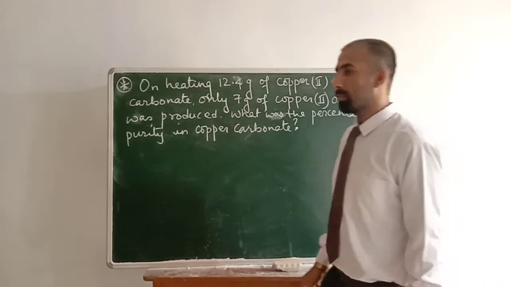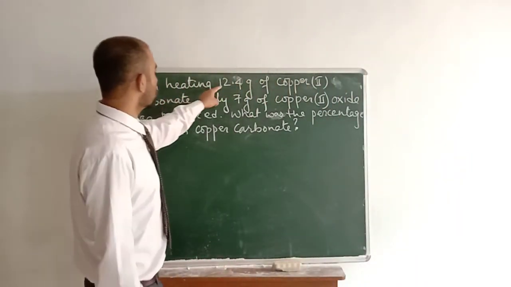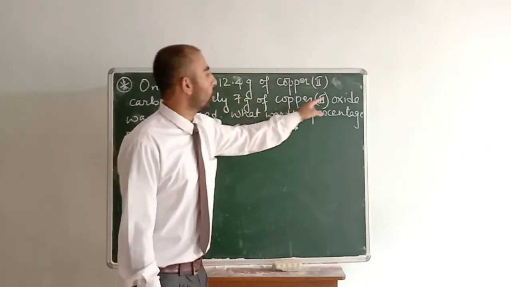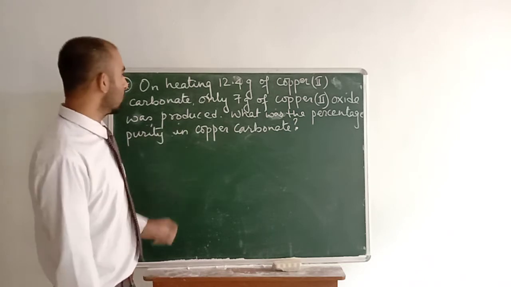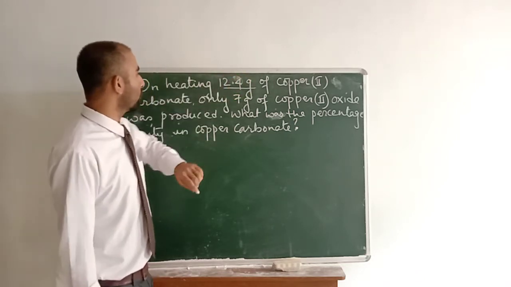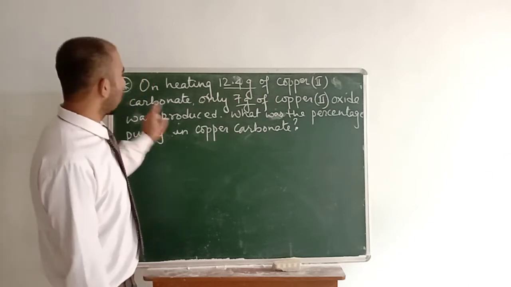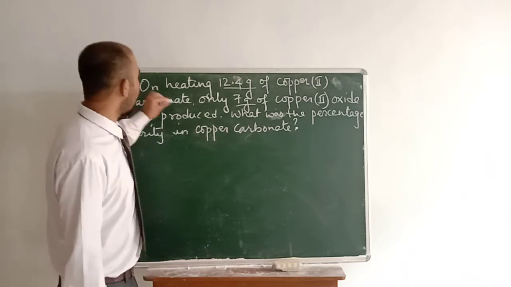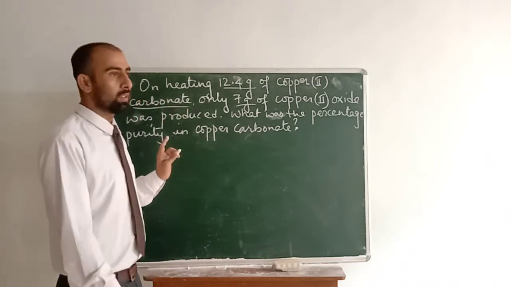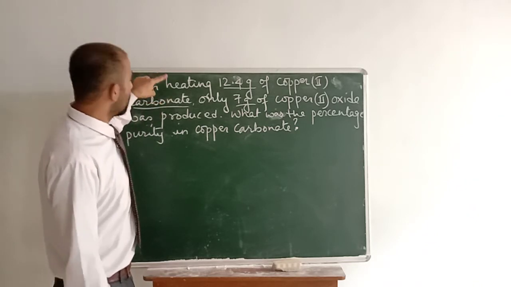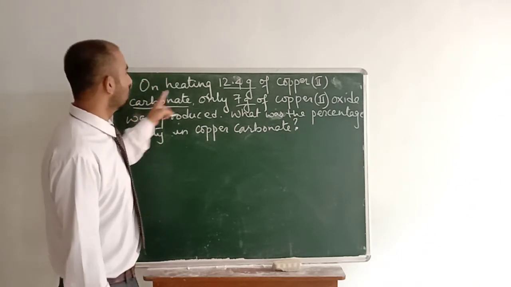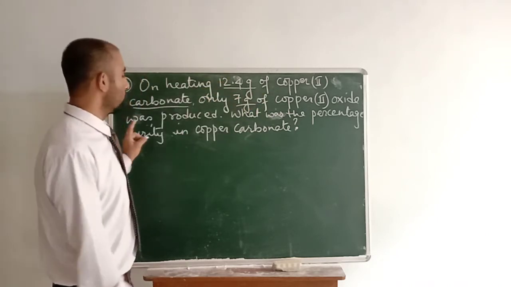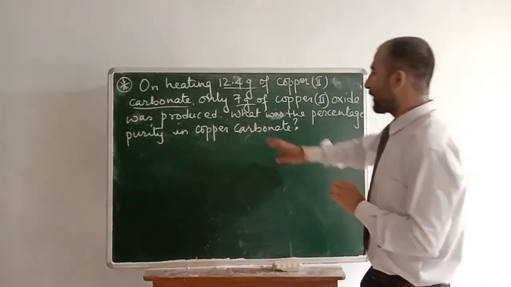The next question we have. On heating 12.4 gram of copper carbonate, only 7 gram of copper oxide was produced. What was the percentage purity of the copper carbonate? That means this copper carbonate which is given to us is not pure, because if it were pure copper carbonate, it would give more than this much copper oxide. Let's see how to find out the purity.